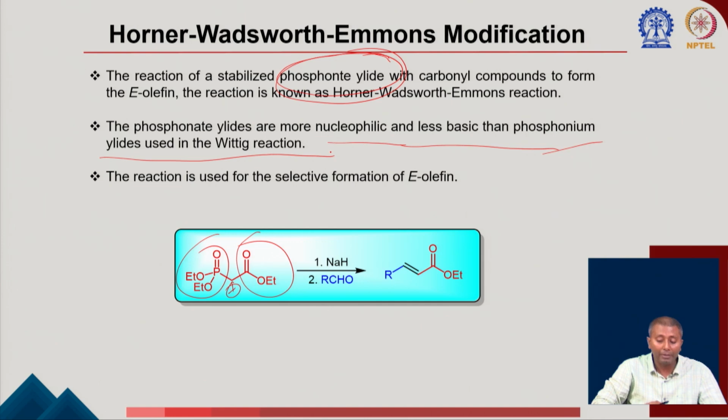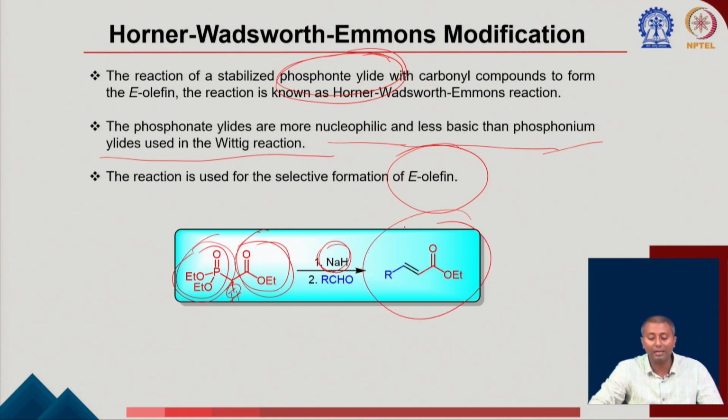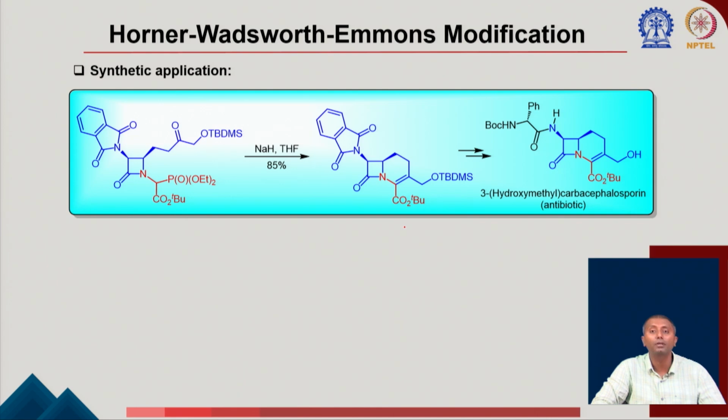As I mentioned before, these phosphonate ylides are more nucleophilic, so they react faster and form the corresponding E olefin through the mechanism I discussed before. One important thing here is that the phosphonate group is an electron withdrawing group, and you also have an ester group. Now this proton in the middle is much more acidic, so you can use sodium hydride to abstract this proton and form the corresponding ylide, and from there you can form the corresponding product. So it is another example of a stabilized ylide.